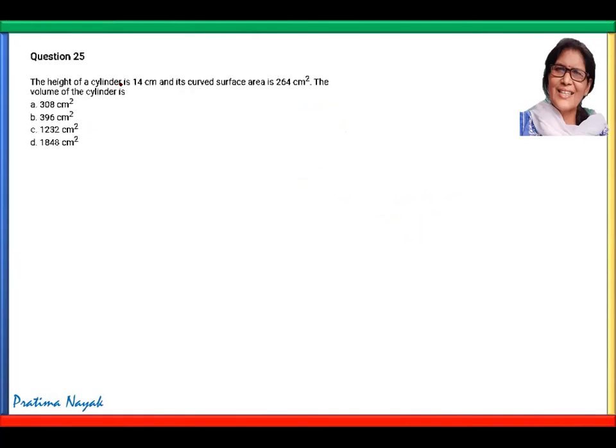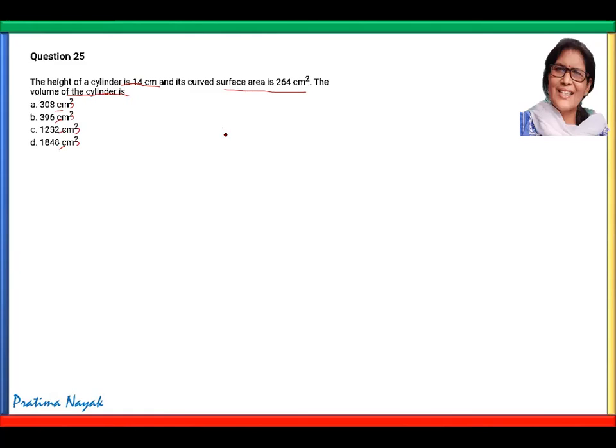Next, the height of a cylinder is 14. Curved surface area is 264 centimeters square. The volume of the cylinder is, options are 380, 396, 1232, 1848. Is it correct? No, because the unit is mistaken. It should be cube.